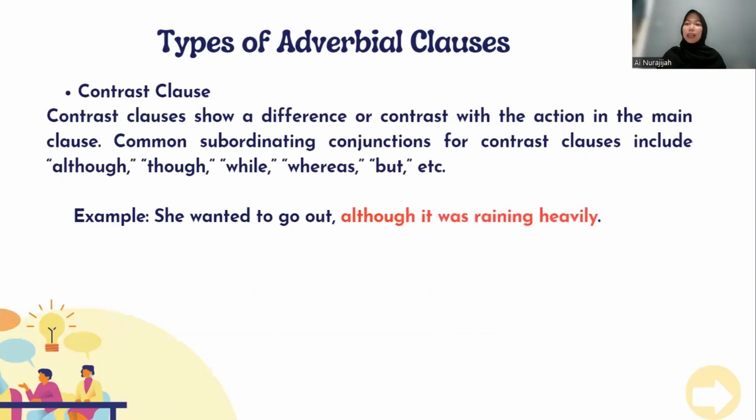And then after that, the last one is contrast clause. Contrast clauses show a difference or contrast with the action in the main clause. Common subordinating conjunctions for contrast clauses include although, though, while, whereas, but, and etc. For example, she wanted to go out although it was raining heavily. So in this sentence, although it was raining heavily is an adverbial clause because it modifies the verb wanted to go. So that's all the types of an adverbial clause.